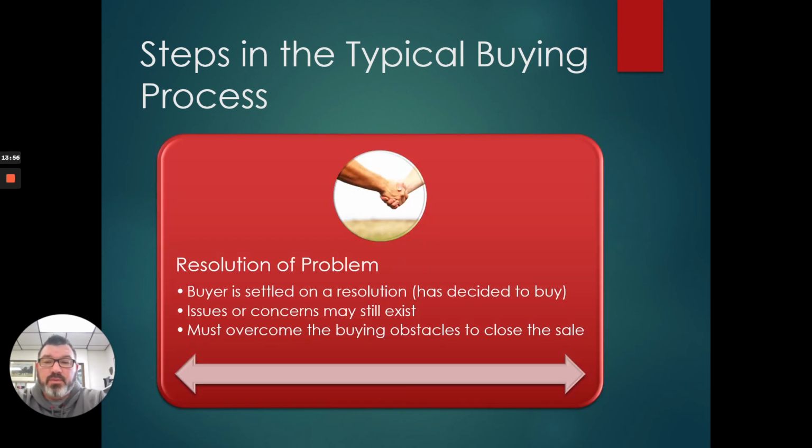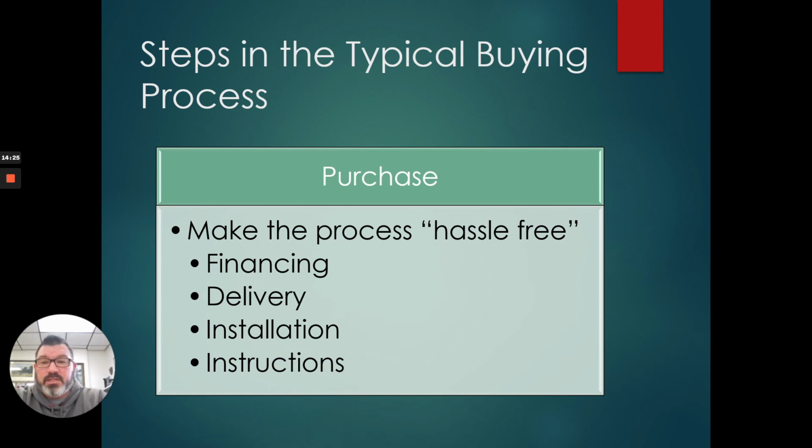Next, again, resolving the problem. They've settled on a resolution. They've decided to buy, basically. There are, of course, issues and concerns that are probably still going to exist. How do you overcome those buying obstacles in order to get the sale closed? It's really crucial that you have a strategy to resolve the problem or close the sale or be able to implement that new management strategy, that inspirational topic that you've been talking about, in order to have a resolution to the challenge. The purchase then hopefully happens next. And if you've skipped steps here, folks, you're not going to get to this one. So it's important that you do all of those things carefully. But let's assume that we did it well and we get to the purchase.